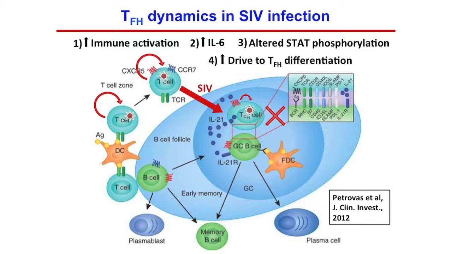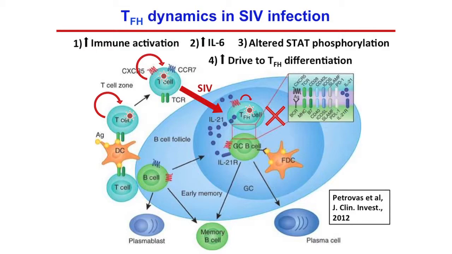How about turnover? Well, there's fast turnover of these cells. It tends to slow down a bit when you get into the T follicular helper cells, but those cells are also very highly susceptible to spontaneous cell death.